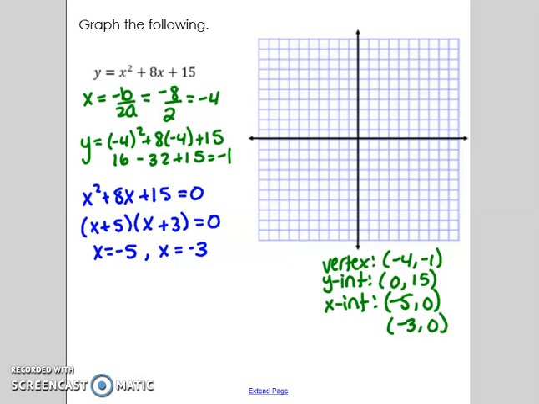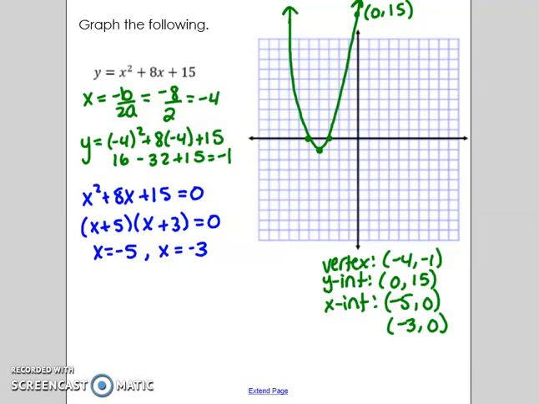Now that I have these points, I can put them on the graph. So I go to negative 4, negative 1. That's my vertex. 0, 15. I'm just going to go a little bit off the graph and label it. If you're graphing something that you can't put on the graph, just put it where it would go and make sure that you label it. Then we have our x-intercepts: negative 3, 0 and negative 5, 0. Now I can connect these and we have our parabola.